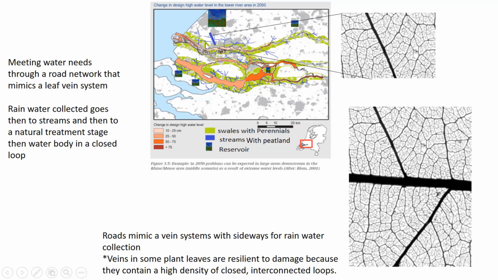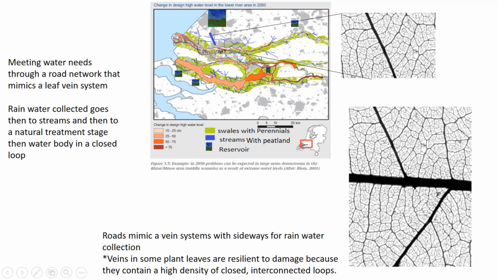Now, the idea is we have swales with perennials. We connect them to streams with peatlands so that they control the amount of water. Streams will filter the water. Peatlands will control the water from fluctuation, and then it gets collected in reservoirs over here. These are the reservoirs that it can end up going to. At the same time, we can design our roads to have this structure of leaf veins, and so water is flowing constantly and is being collected at the same time.